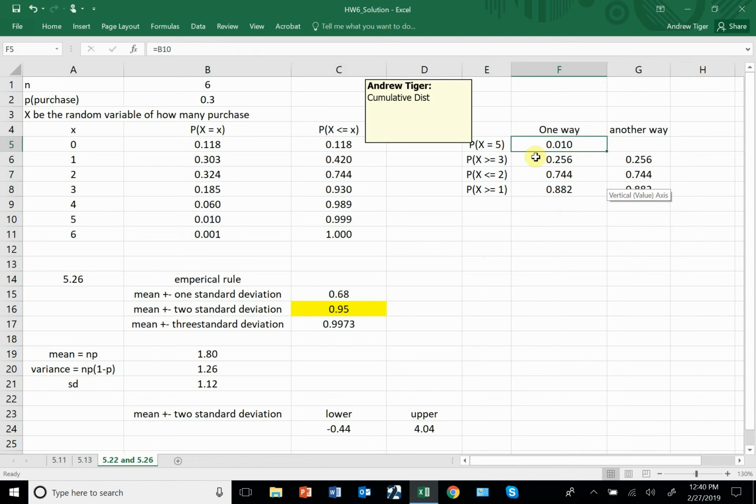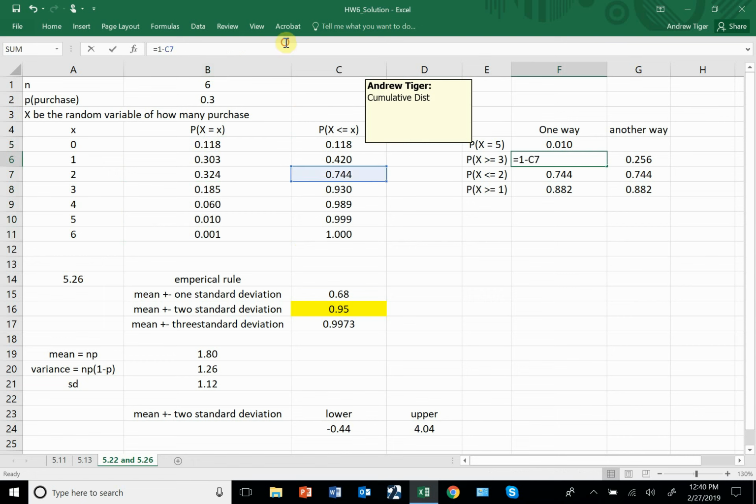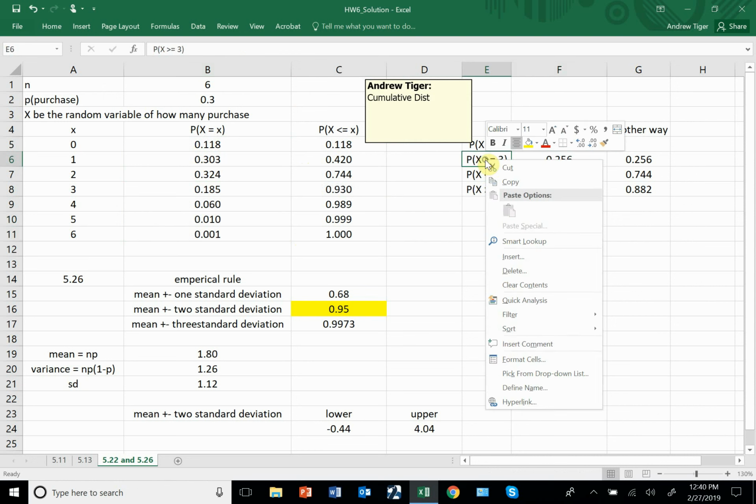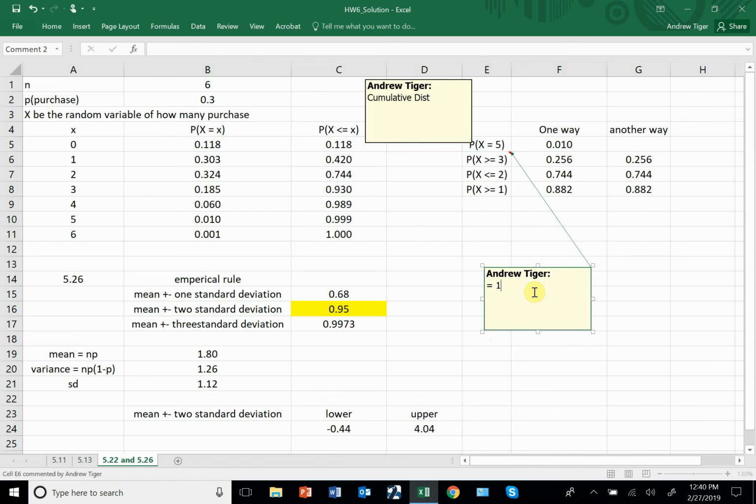Chances of 3 or more. So 3 or more of these. So it's these, or it's 1 minus this. Either add these up or 1 minus this, and that's how I did it. I did it by 1 minus the cumulative of 2 or less. The chances of 3 or more is equal to 1 minus the probability that x is less than or equal to 2. So 1 minus that gives me that number. That's how I did it.